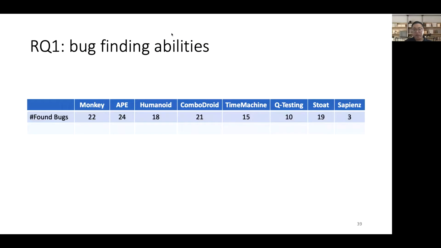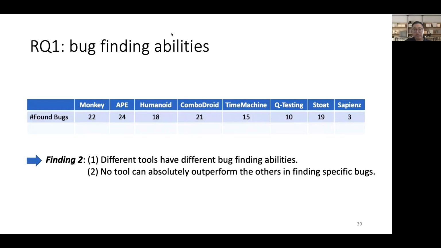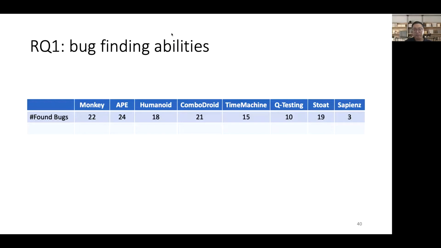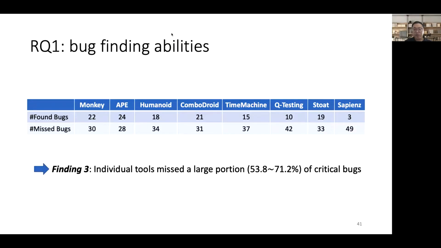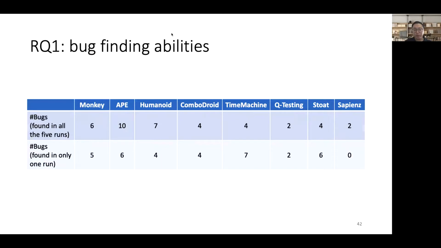By comparing the number of found bugs, we find different tools have different bug finding abilities. And by pairwise comparing the bugs found by these tools, we find no tool can absolutely outperform the others in finding specific bugs, and individual tools missed a large portion of critical bugs. It indicates existing tools still have a large room for improvement.